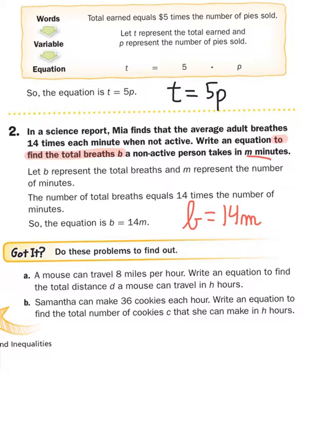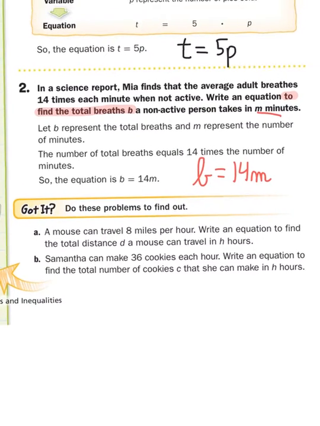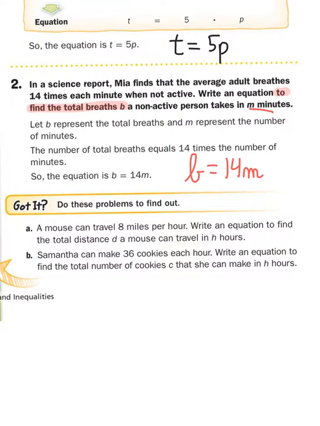All right, now let's go down to the practice problems below. In A, we'll read it, and I'm going to give you a little hint before you do it. It says, a mouse can travel 8 miles per hour. Write an equation to find the total distance d a mouse can travel in h hours. So I gave you a hint on how to start your equation. So pause the video, do A, and when you're done, restart the video to see if you're right. Go.